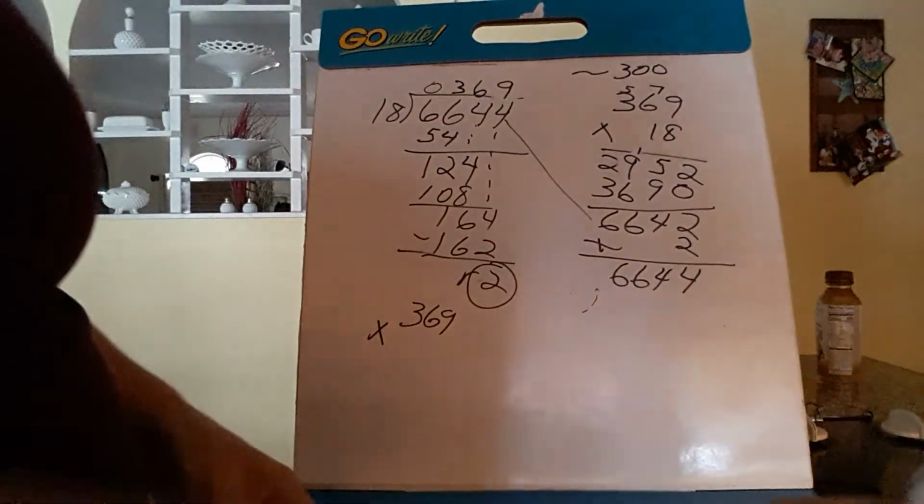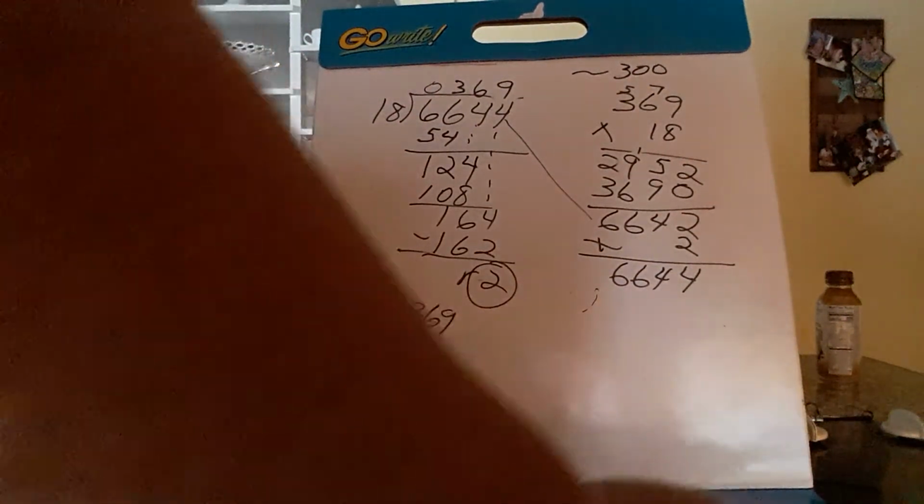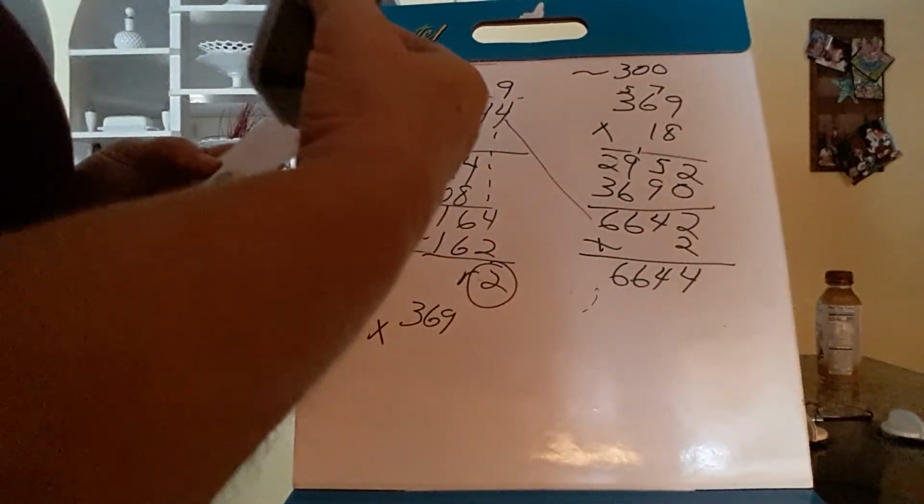You may have even gotten that this one was 9 instead of 8 before I did. So that is wonderful. We're going to do one more, and then I will finish the video. All right, we're going to do 961 divided by 28.